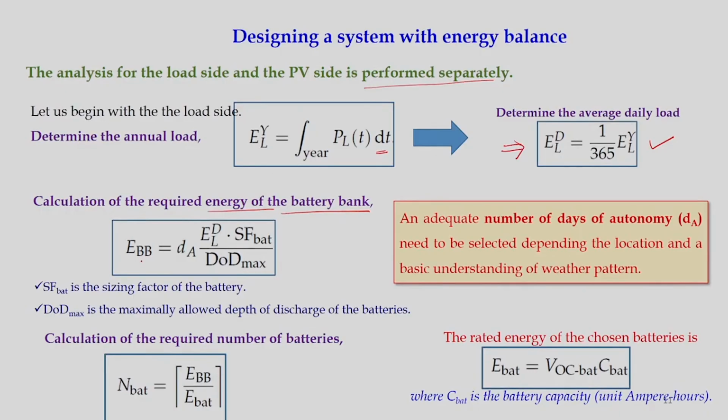So, for that we must design the number of batteries required of that particular capacity. For that we must know what energy is required from the battery bank. It is something like dA multiplied by E_LD multiplied by SF divided by DOD. What is dA? dA is the number of days of autonomy, or say the number of days we need to store energy.